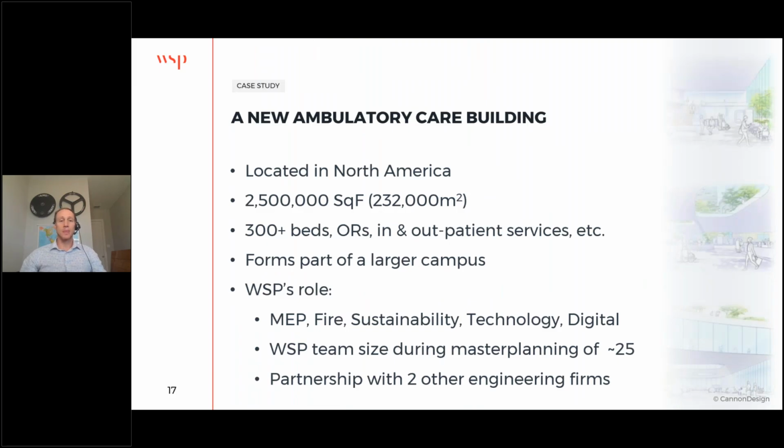So using a case study, we're looking at a new ambulatory care building that we designed here in the US. It was a significantly sized facility at about 2.5 million square feet, 300 plus beds, and WSP's role was for the design, master planning and design across a number of different engineering services. I've listed here MEP, fire, sustainability, traditional technology design, digital design, etc. We have a team of more than 25 people that worked on the project, and we partnered with 2 other engineering firms to deliver this project.